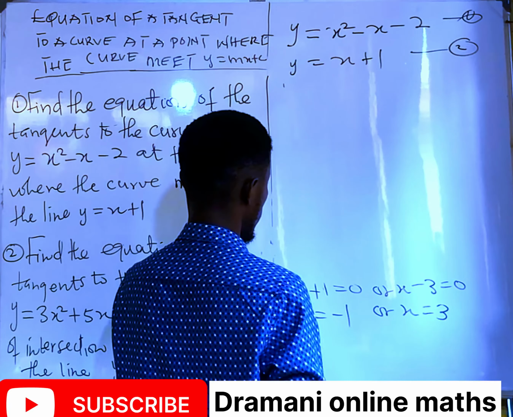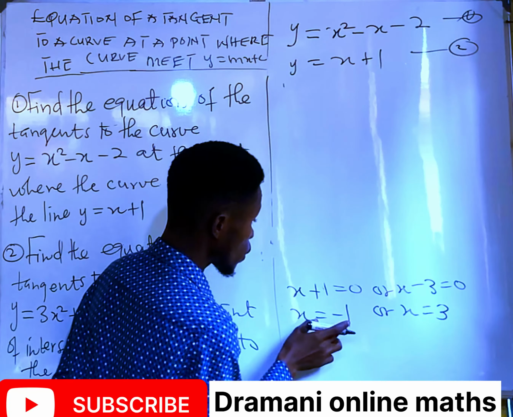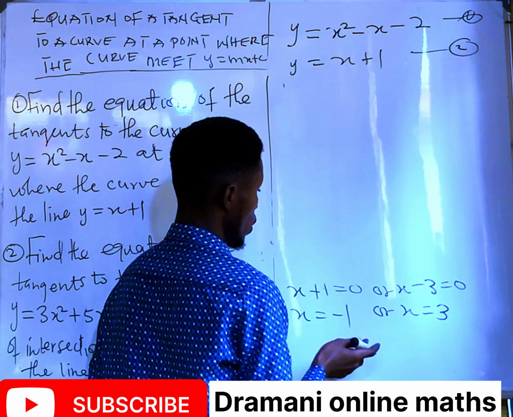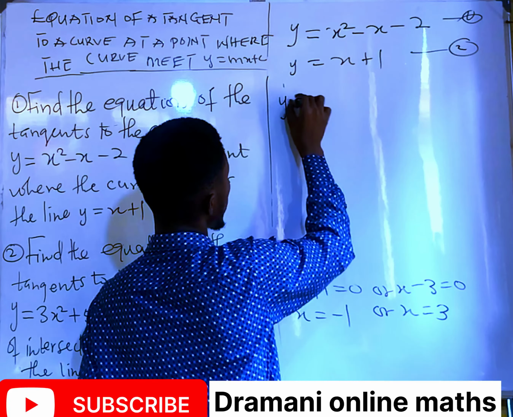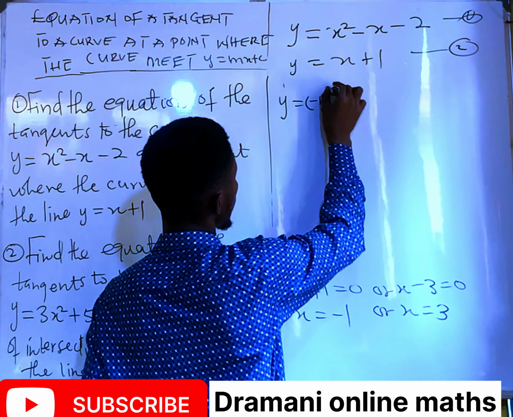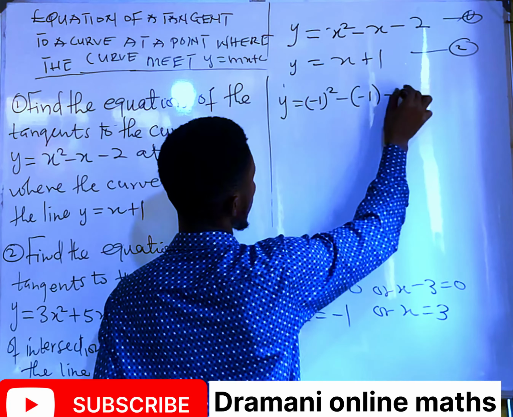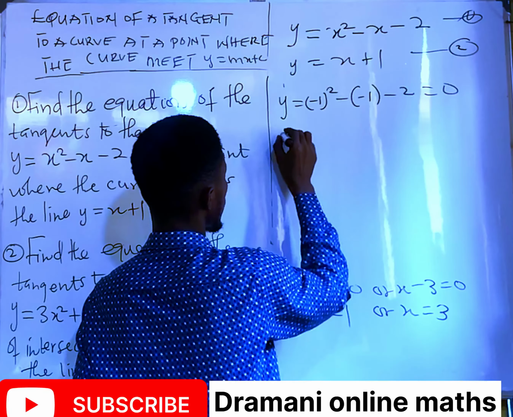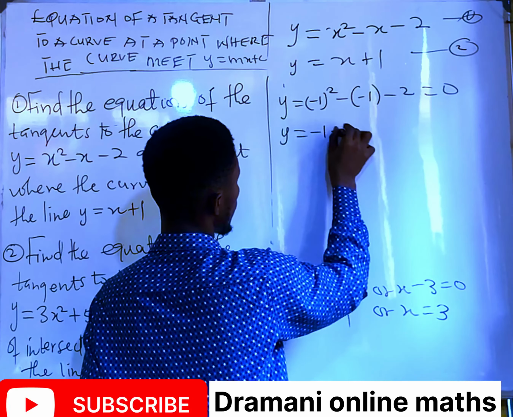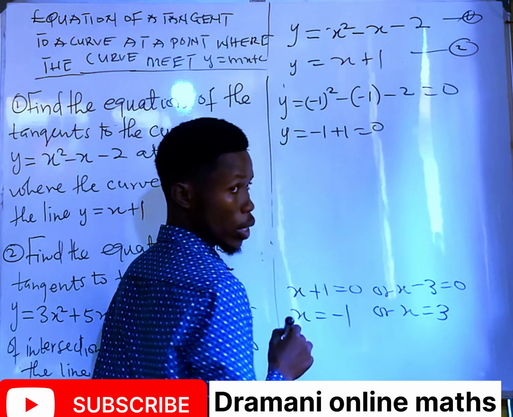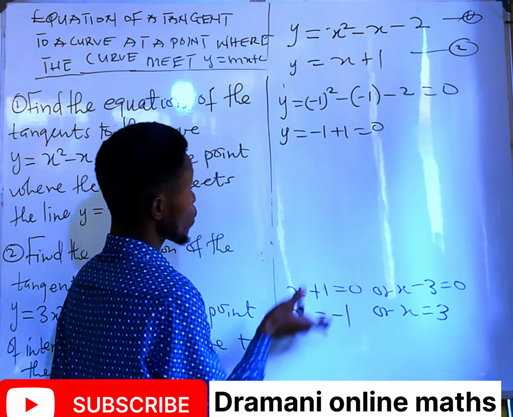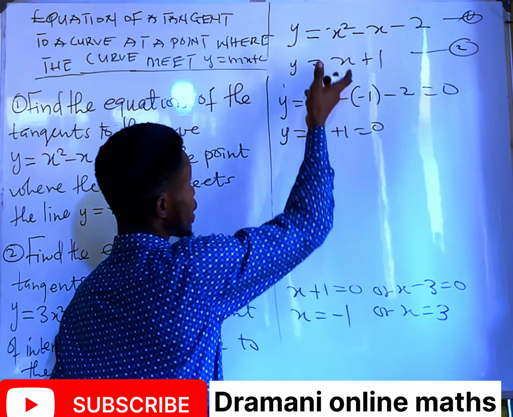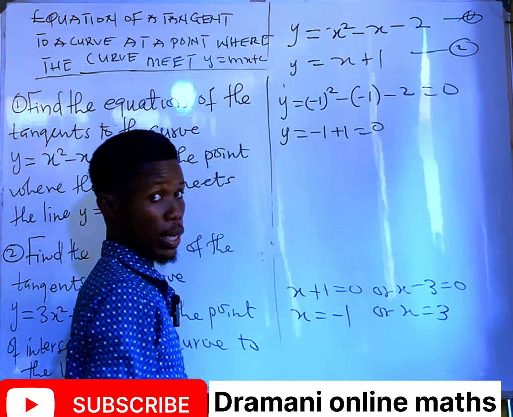Let's see. I just want to test if I put negative 1, whether in this or this, I'll get the same thing. So I have y equals negative 1 squared minus negative 1 minus 2. This will give you 0. Let's also put negative 1 here. y equals negative 1 plus 1. This will also give you 0. So what I'm trying to say is that it doesn't matter. You have two equations here, but wherever you place your x, whether in this or that, you get the same thing.